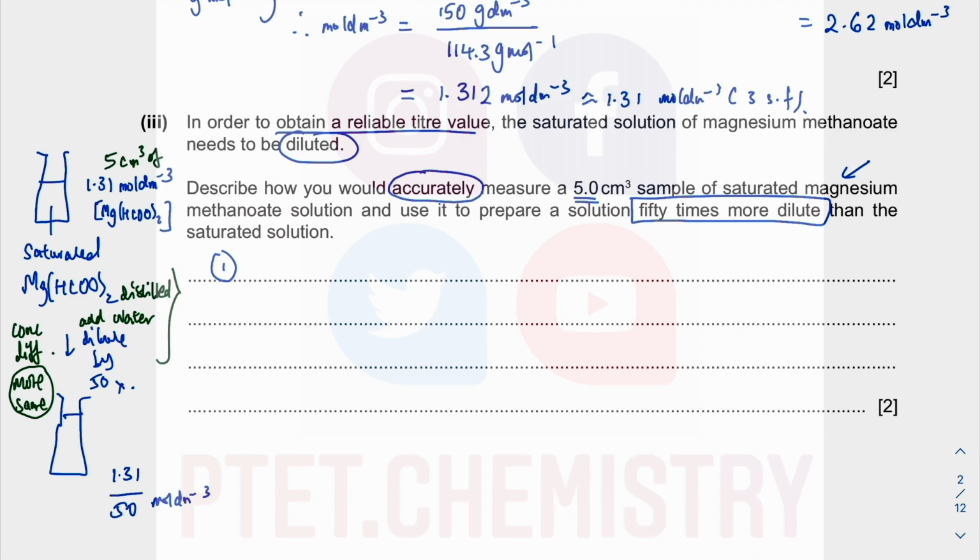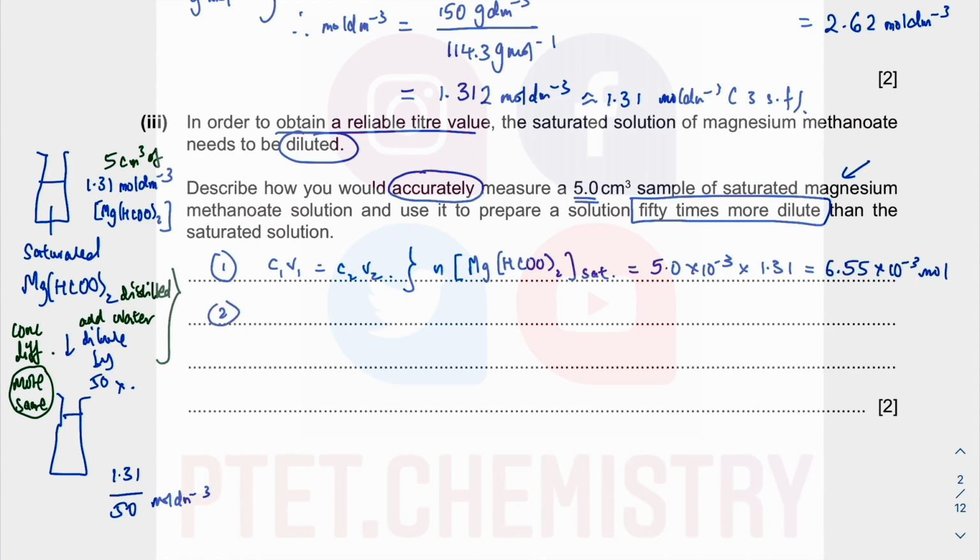All right. So in terms of calculation, the mole is the same. So it's C1V1 equal to C2V2. So meaning to say, my mole of the Mg(HCOO)₂ saturated is equal to 5.0 times 10 to the minus 3 times 1.31 mole per dm³. So they give me 6.55 times 10 to the minus 3 mole.